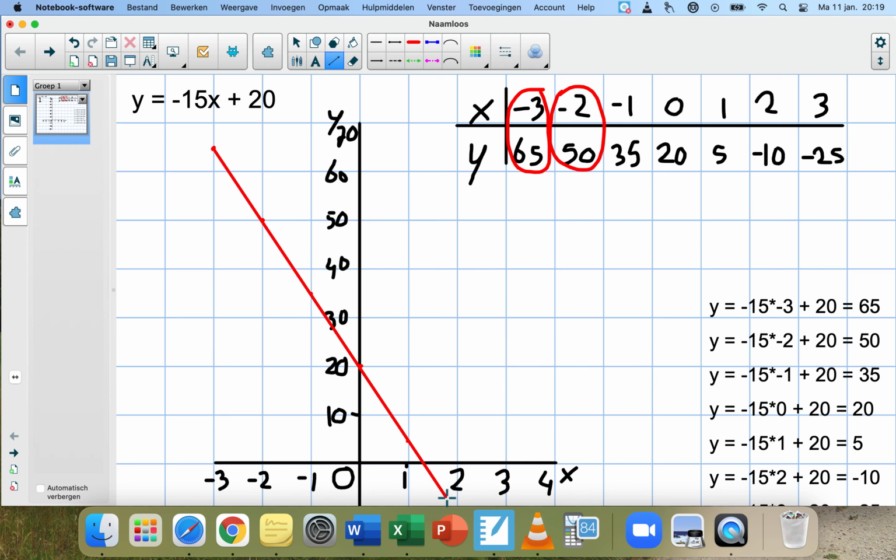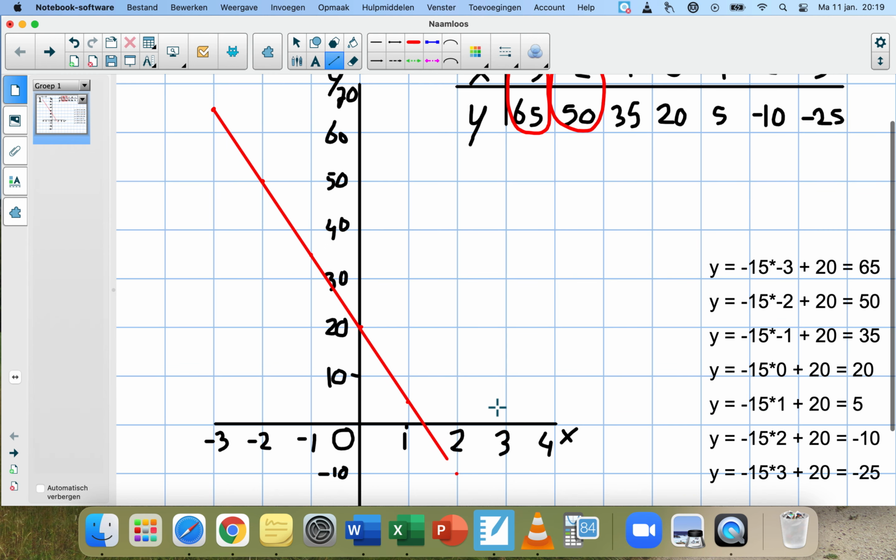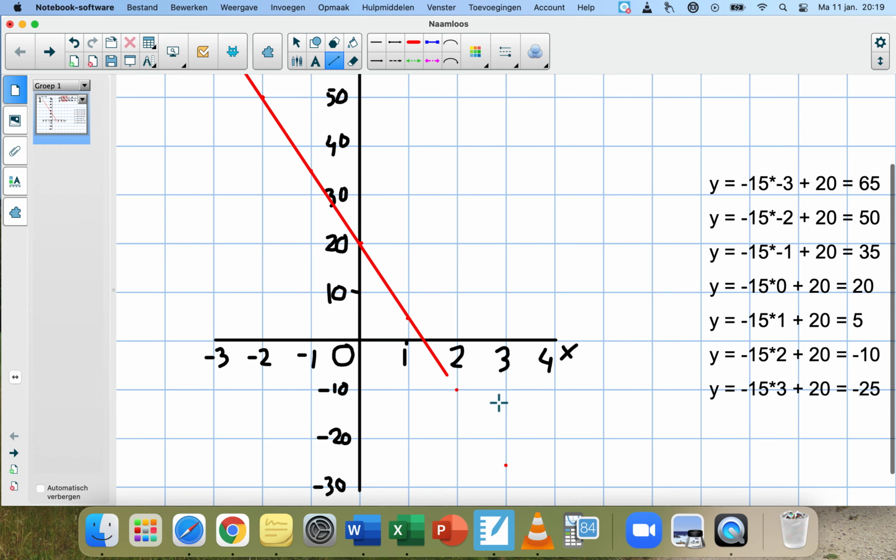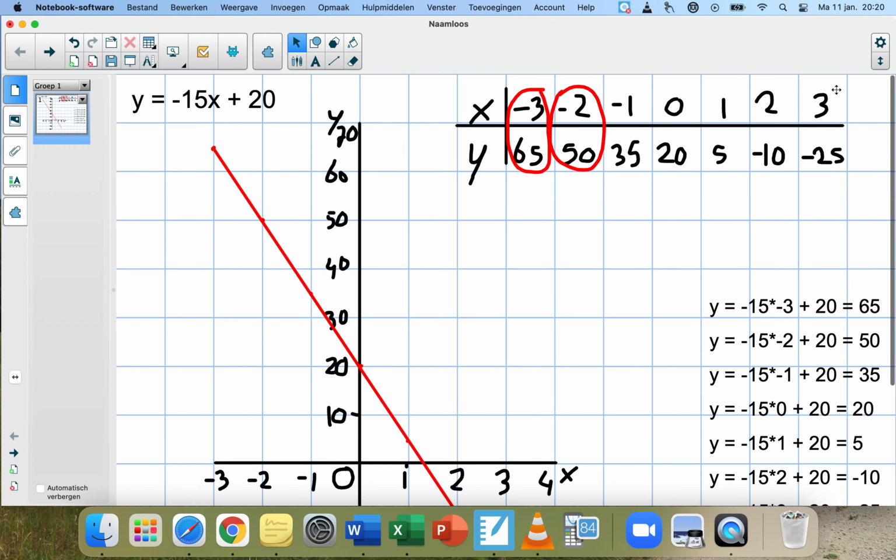And because of my screen, I have to continue. But if I stop with this point, it looks as though my graph stops here. Ja, als ik hier ophoud met tekenen, lijkt het net alsof mijn grafiek hier ophoudt. Maar dat is niet waar. Mijn grafiek loopt door, alleen ik heb toevallig -3 als eerste punt gekozen en +3 als laatste. Maar dat is niet het eerste punt van de grafiek.